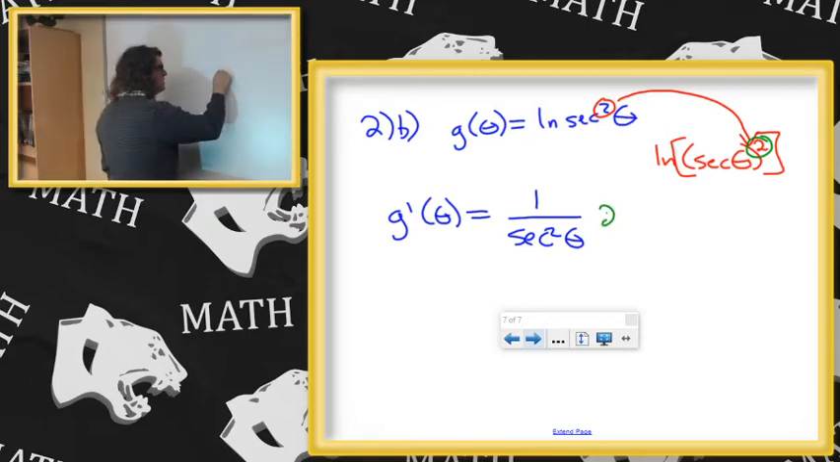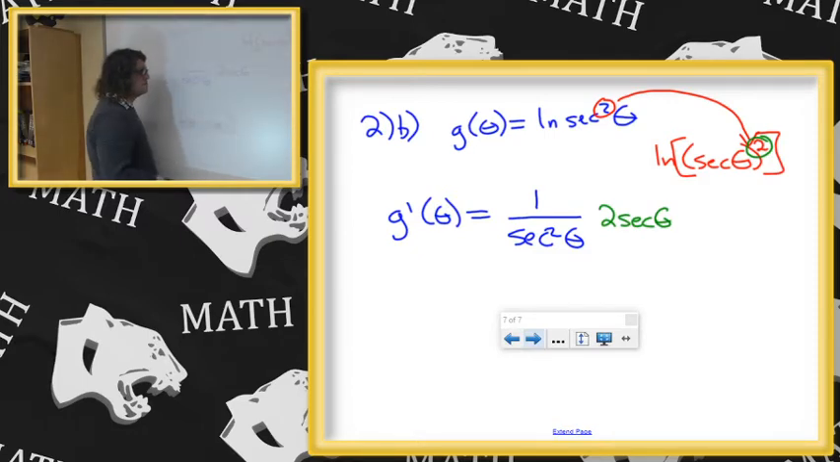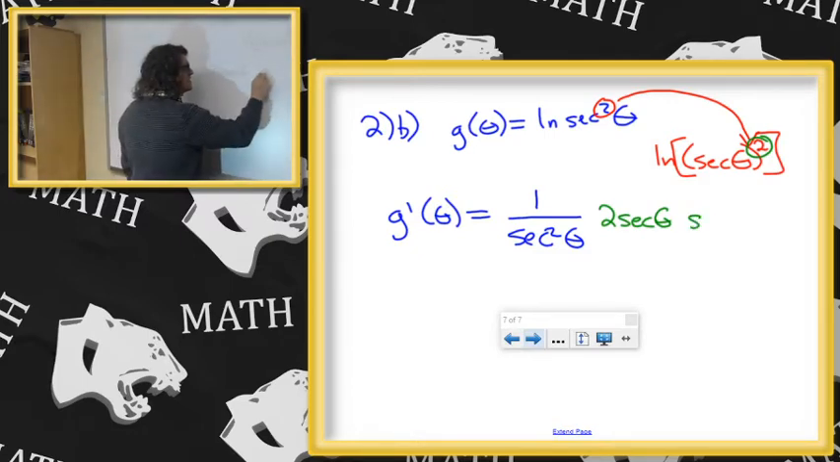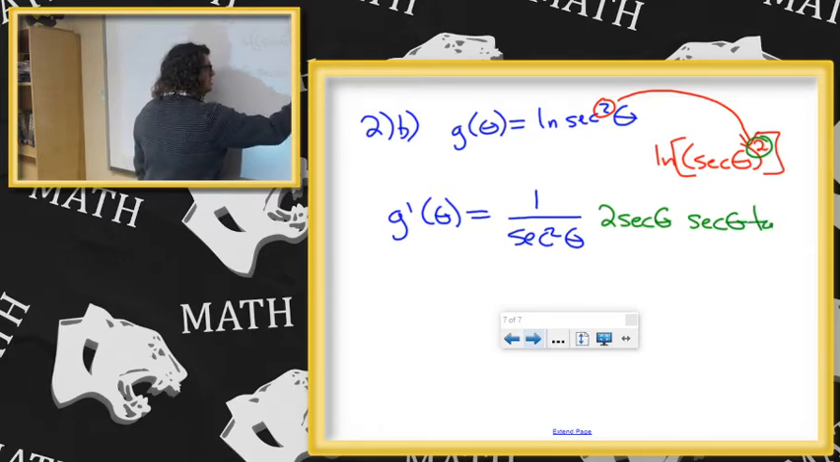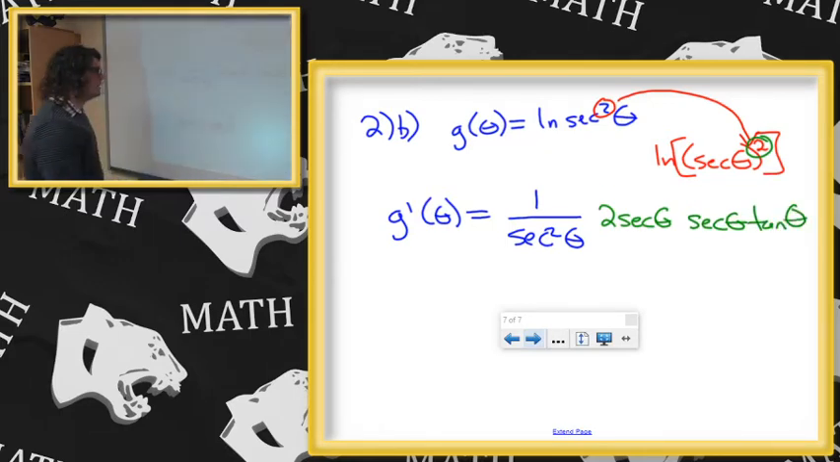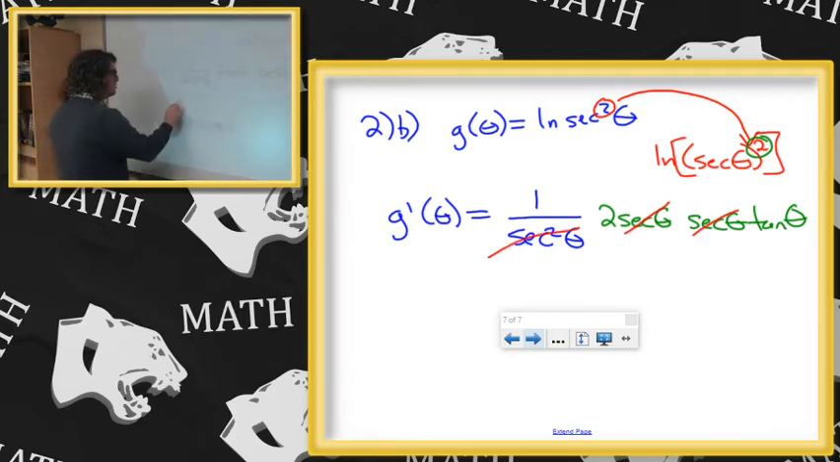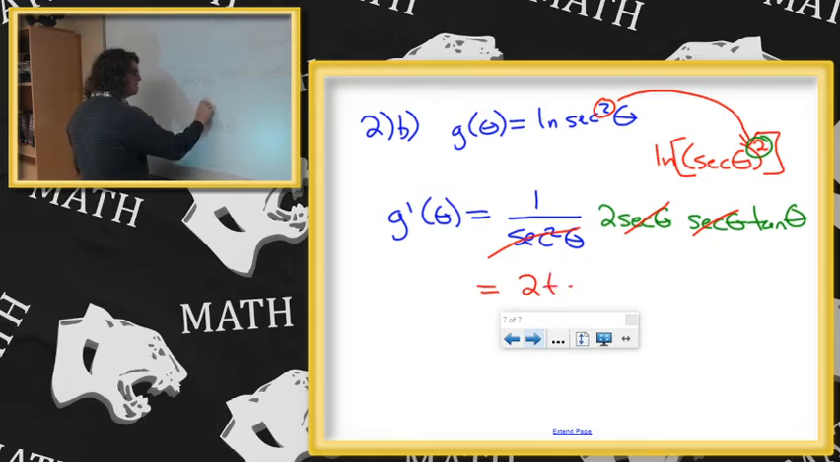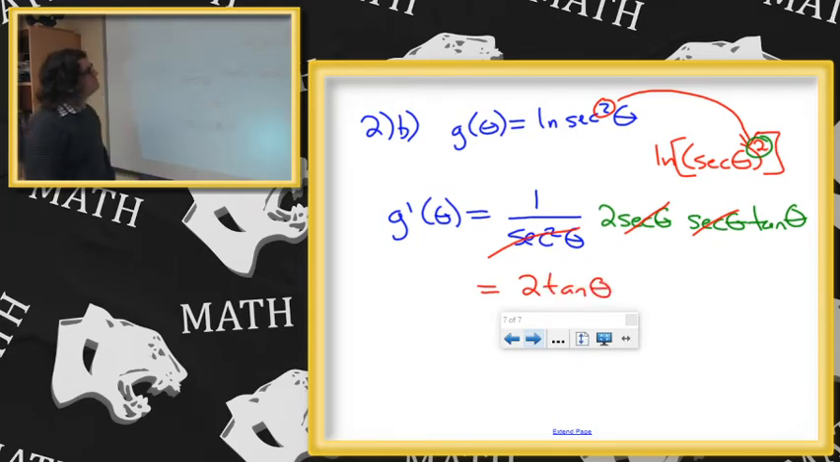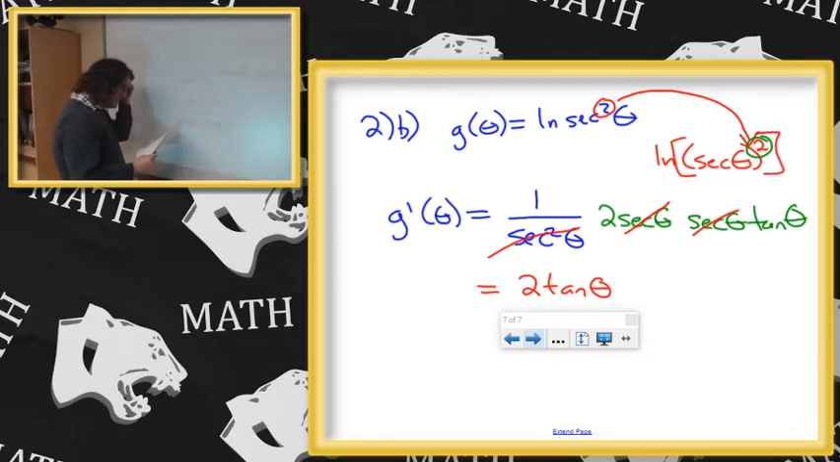So the 2 comes down, I leave the inside alone, now to the power of 1, which I don't need to write in there, times the derivative of the inside. And the derivative of secant is actually secant tan. So in this case, the secants look like they're going to cancel. So we get secant squared up top, secant squared down bottom. And in the end, it looks like it's just going to be 2 tan theta, which again is pretty nice compared to what we started with there. So our derivative in 2b, I believe, is 2 tan theta.